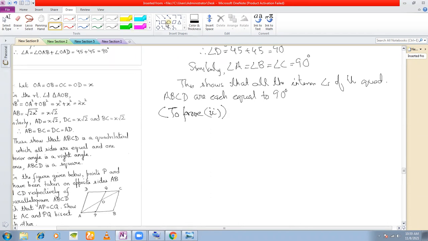How do you show all the sides are equal? This is the question that I left you with last week. Anyone tried this? Sir, I tried, but I didn't get it. Tell me what you tried. Tell me, even if it is wrong. Tell me, I want to hear.